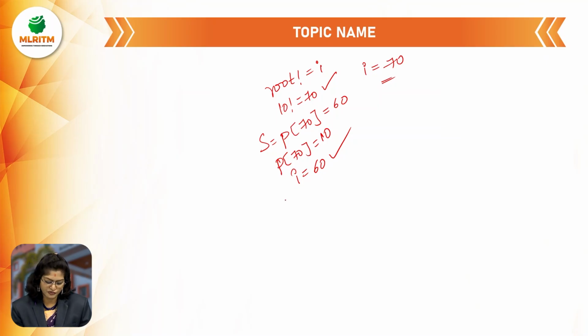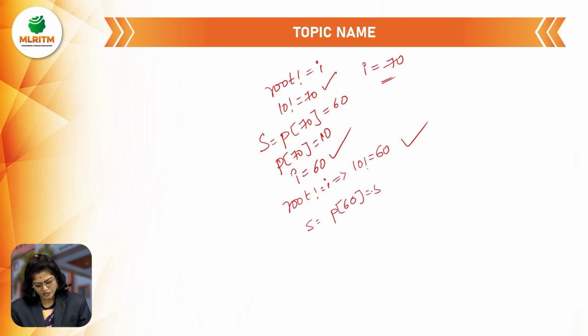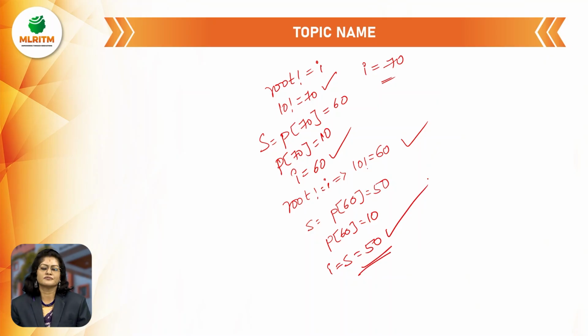Next, we need to check root not equals to I: does 10 not equal 60? Yes. Again we need to go to P of 60. What is the P of 60 value? In the table, take it out: 50. Now P of 60 equals 10. Now I equals S, S equals 50. This we have also found out. So this is the structure we have taken out, with all this continuous process and the main diagram.